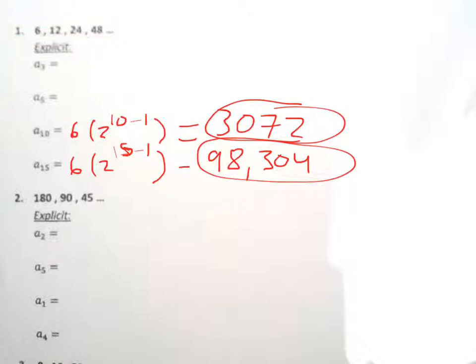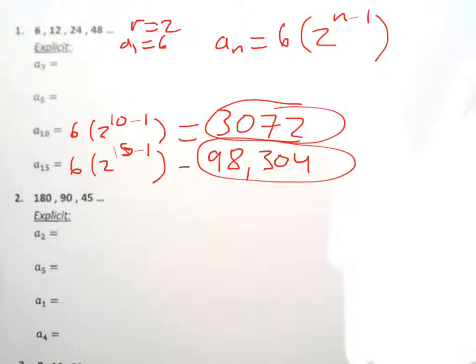First, let's look at the function here. That is a pattern of timesing by 2 each time, so our common ratio is going to be 2. Our initial value is going to be the first number in the sequence, which is just 6. And so, our explicit function is going to be a sub n. With geometric sequences, they're set up like this, where this number is the initial value, this number is the common ratio, initial value, common ratio. There's your explicit function.